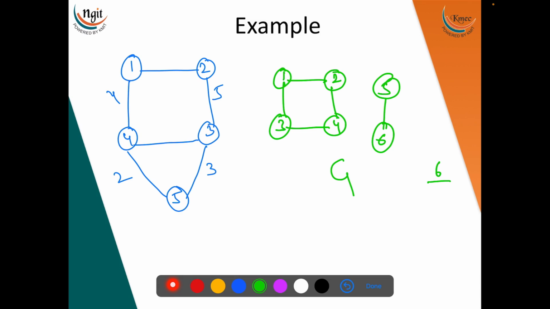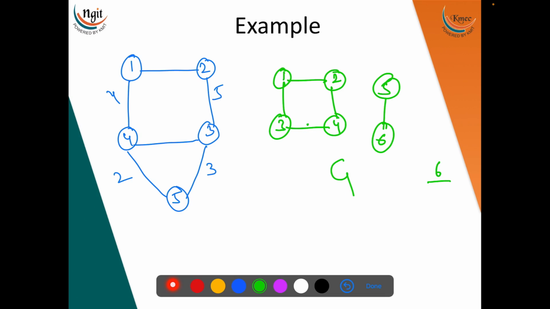Prim's algorithm will not work on a not connected graph, whereas Kruskal's algorithm you can apply, but you will see individual spanning trees. This is one spanning tree, and this is the other spanning tree, whereas Prim's will not work in this type of case. Now there are 2 edges which are missed over here. Can you find out the minimum cost of it? Yes, you can find it out. Now we'll see the procedure of how it can happen.